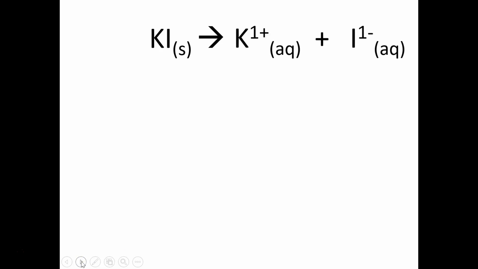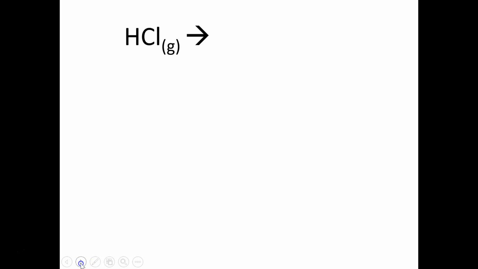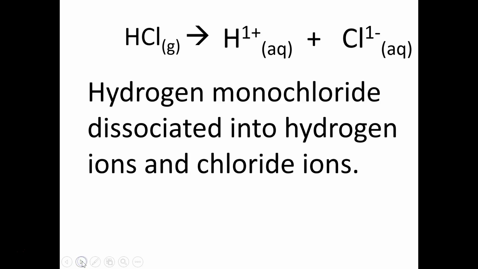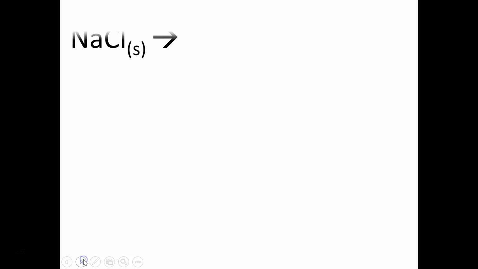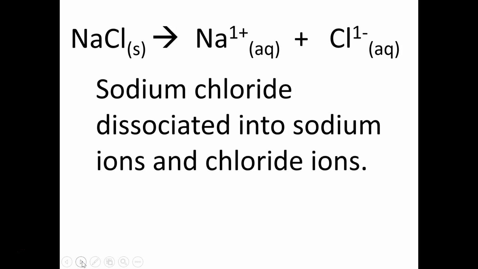Okay, for the next one, we have KI, potassium iodide. That's going to dissociate into a potassium ion and an iodide ion. So the substance is going to be potassium iodide, dissociates into potassium ions and iodide ions. Okay. The next one after that is HCl gas. It dissociates into a hydrogen ion and a chloride ion, and again, the sentence would read something like this: hydrogen monochloride dissociated into hydrogen ions and chloride ions. Last but not least, NaCl. We dissociate it into its ions, and again, the statement: sodium chloride dissociated into sodium ions and chloride ions.